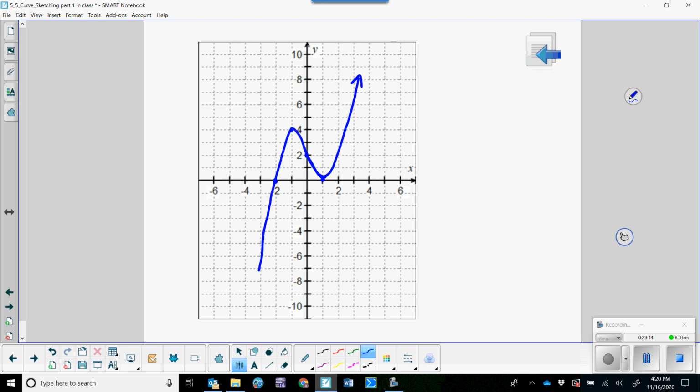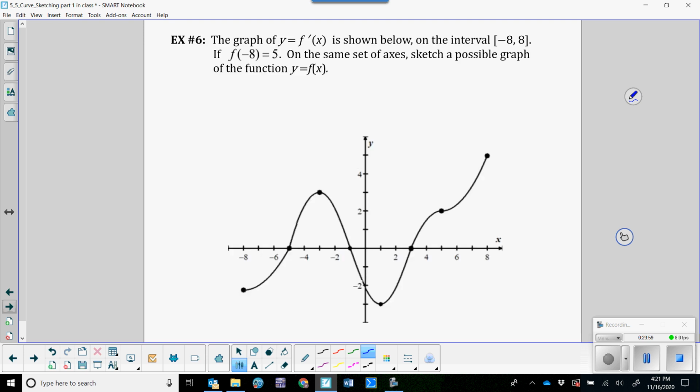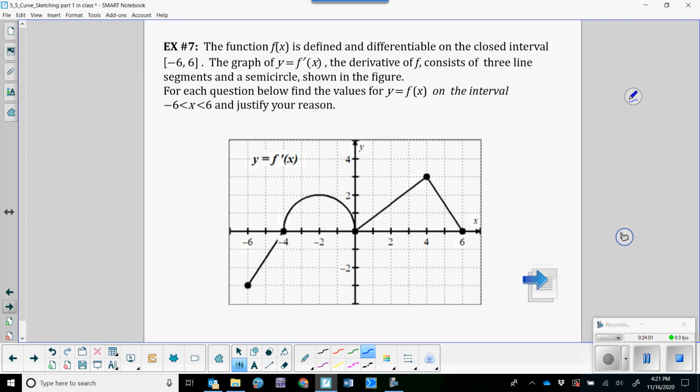Okay, so there's my graph. So we just use all the information. You may need to take a little bit more time and think through that in order to answer that, okay? But go back, that's the nice thing about video, go back, watch it again, change some things around. So I'm going to skip example 6, we're going to do example 7.